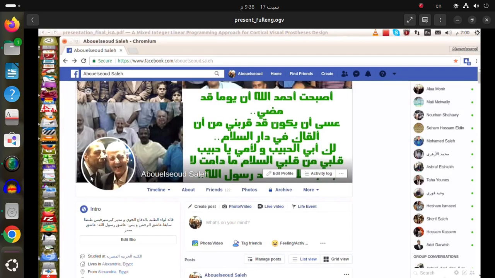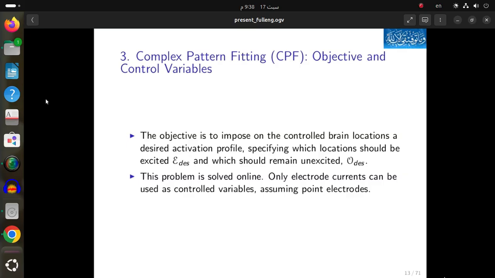The third problem we address is the complex pattern fitting problem. In this problem, our objective is to impose a complex activation pattern. Among the locations we are studying, we will design which locations are desired to be excited and which locations are desired to be unexcited. Each problem we studied before is actually a set of problems, in which only one location is desired to be excited. This was the focality study.